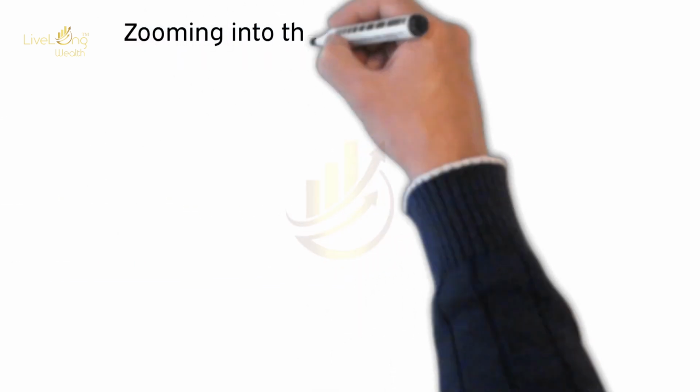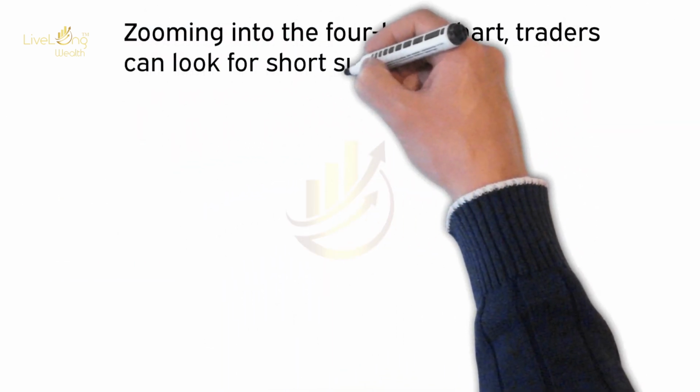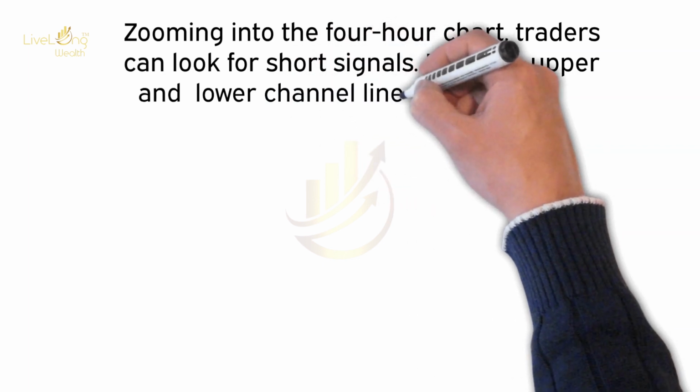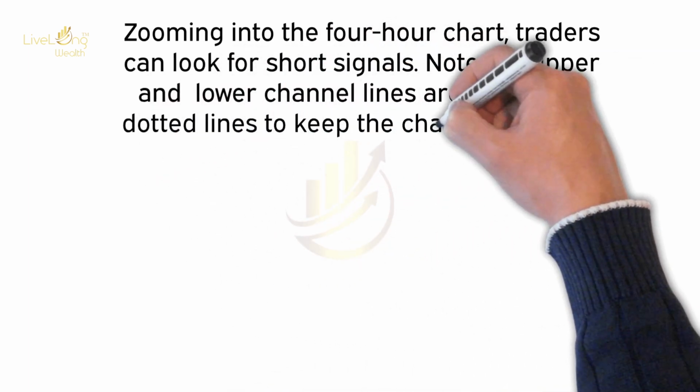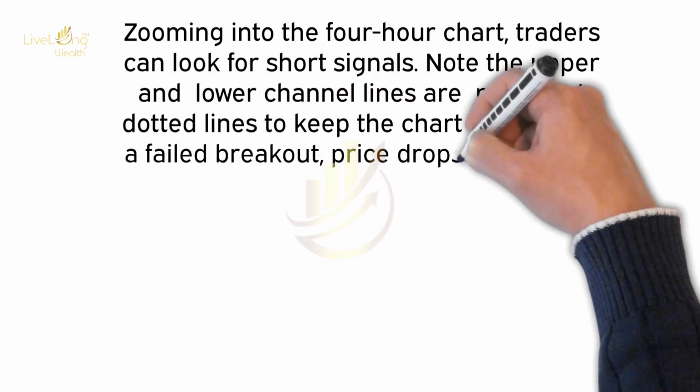Zooming into the 4-hour chart, traders can look for short signals. Note the upper and lower channel lines are now faint dotted lines to keep the chart clean. After a failed breakout, price drops back within the trading range.